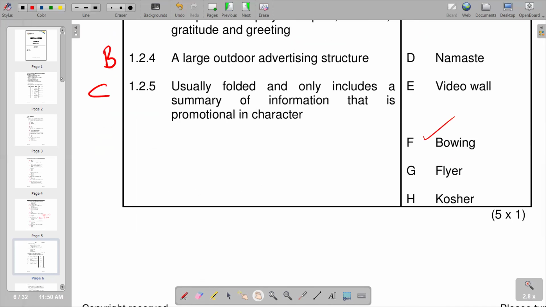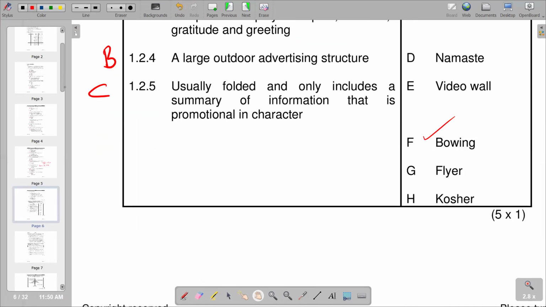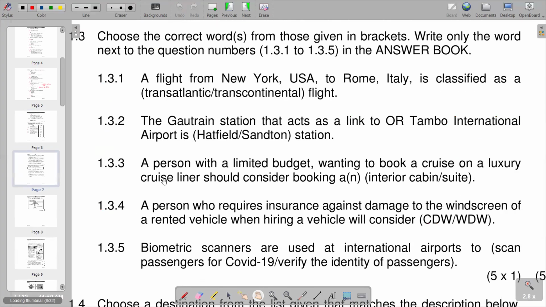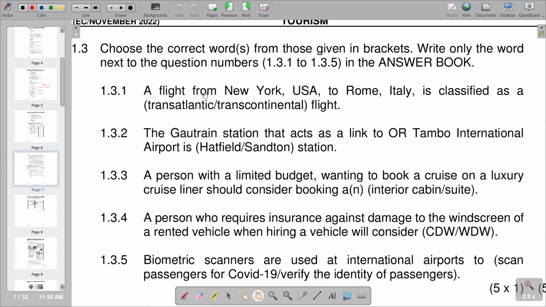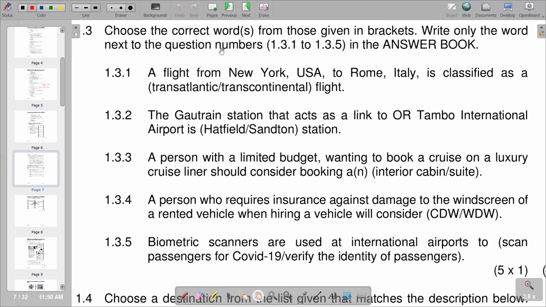So we go to the next part of our question, which is 1.3. And 1.3 is choose a correct word or words from those given in brackets, writing only the word next to the question numbers. So this is what we have. A flight from New York, USA to Rome, Italy is classified as a. We've got transatlantic and transcontinental flight. So the correct response that we have is transatlantic.